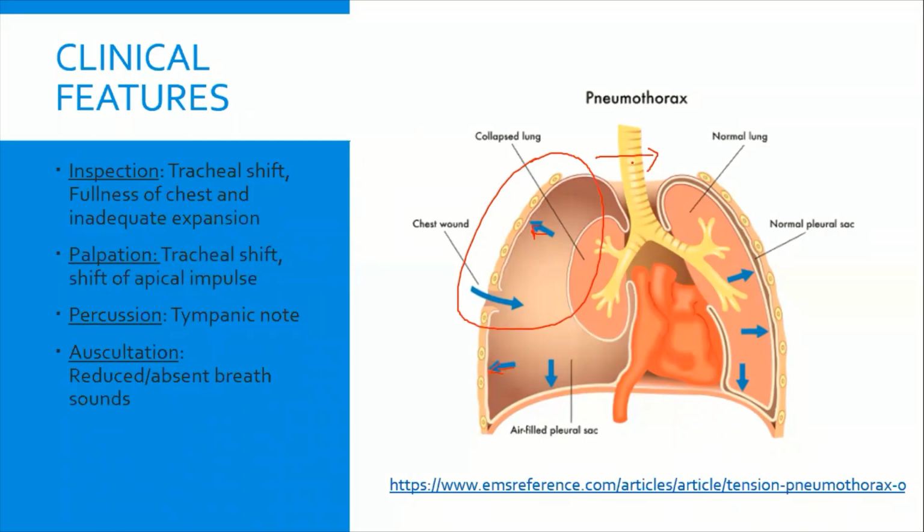Palpation, again, you will confirm your tracheal shift and you will see that your apical impulse also has moved to the opposite side of pneumothorax. And on percussion, a tympanic note will be heard in this air-filled area. And auscultation, since there is no air circulation, see, your lung is collapsed towards the mediastinum, isn't it so? There will be reduced or complete absence of breath sounds.